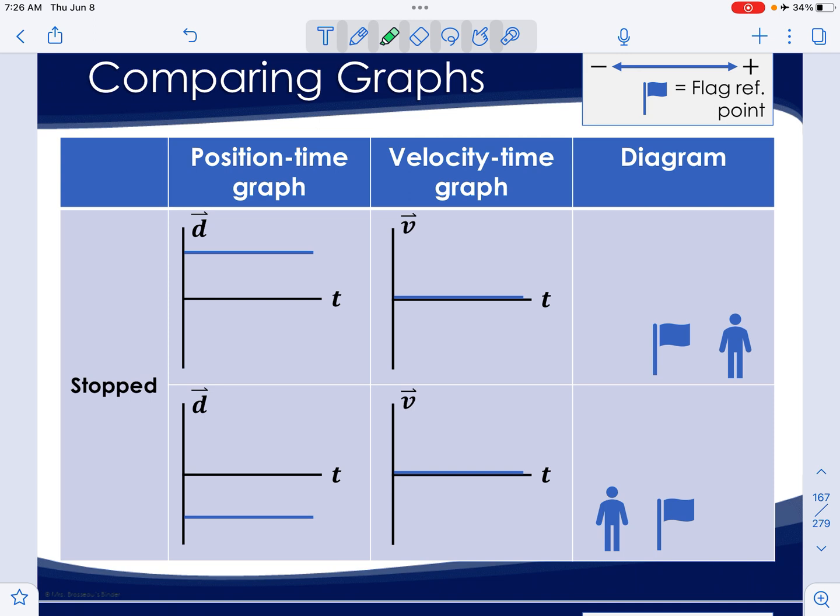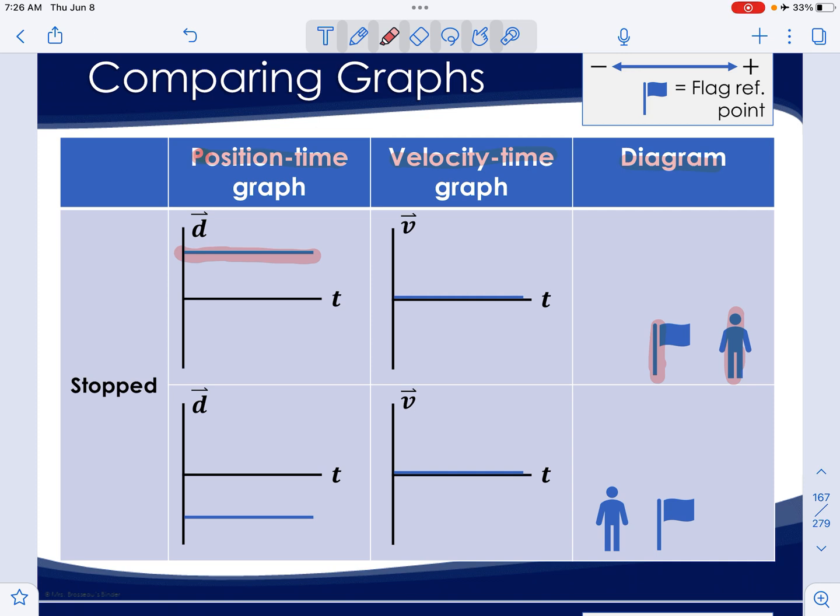So here we have various graphs: a position-time graph, a velocity-time graph, and a diagram of what's going on. For our position-time graph, here's our reference point and here's our person. They're standing a little bit away from the reference point in the positive direction, but they're not moving, they're just standing there. So we have a constant position away from the reference point.